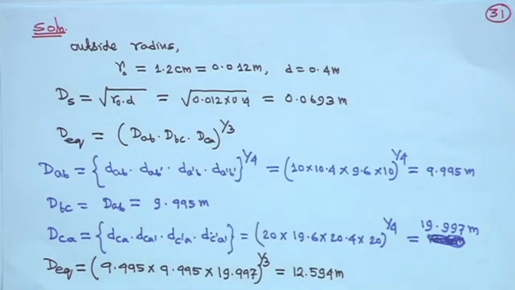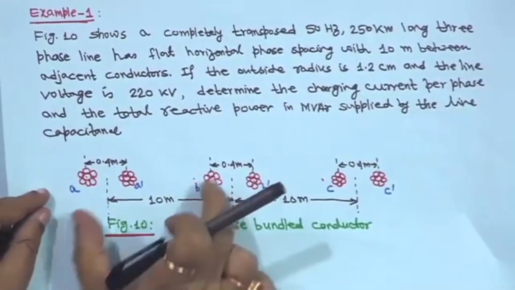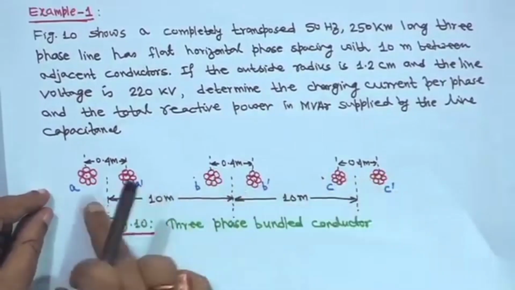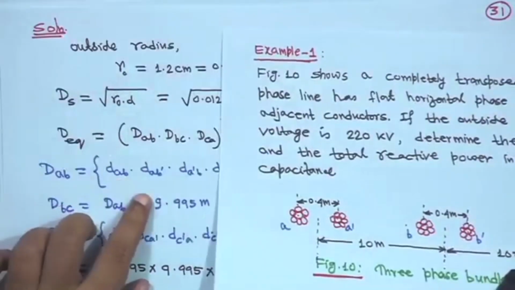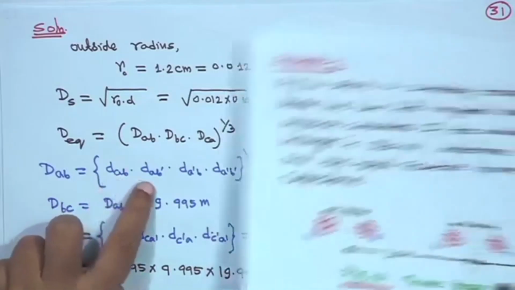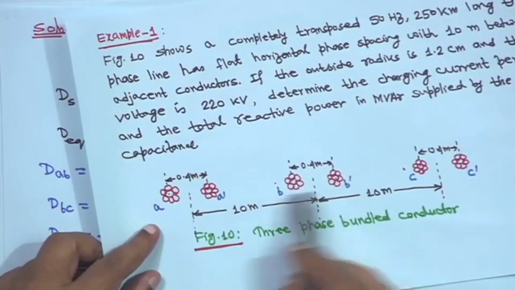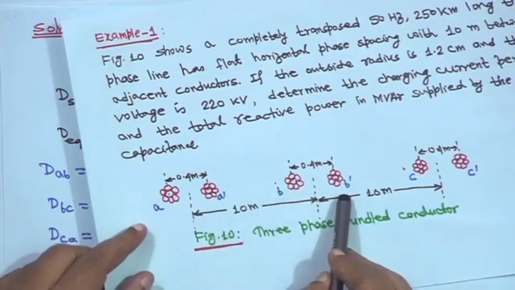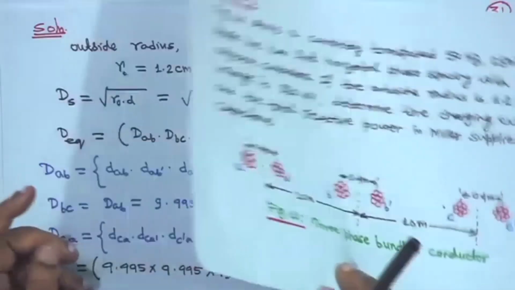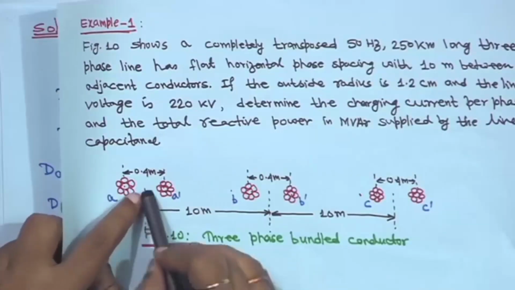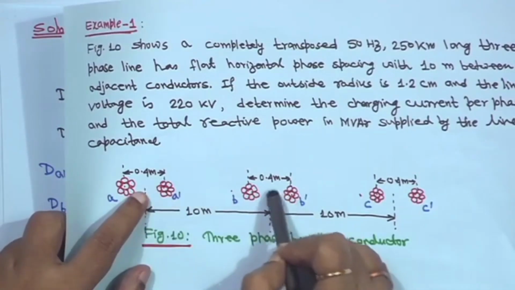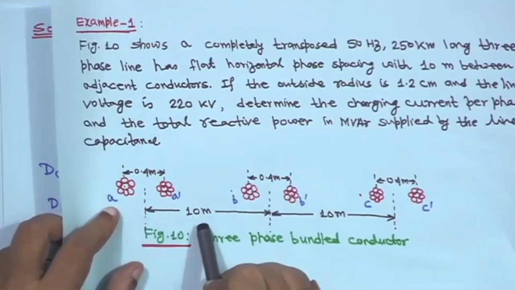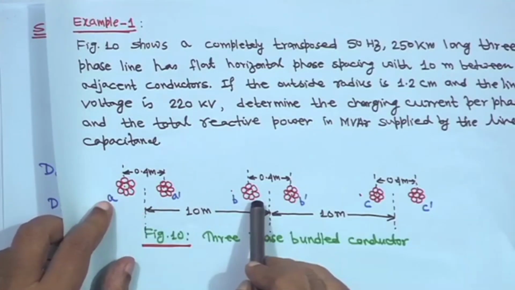Now, DEQ, earlier we have seen, is (DAB into DBC into DCA) to the power 1/3. From the symmetry of this configuration, DAB will be equal to DBC, but DCA will be different. Taking all the possibilities, DAB is the distance DAB into DAB dash, then DA dash B into DA dash B dash. Here center to center is given, the midpoint of these two conductors, that means DAB is equal to 10 meter, I mean A to B is 10 meter.